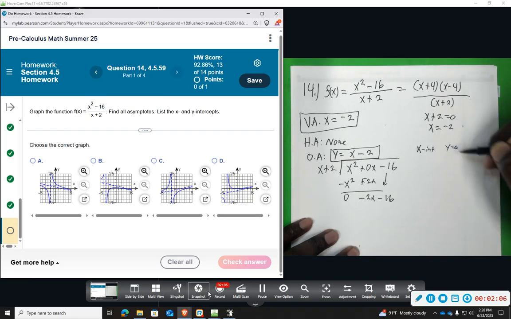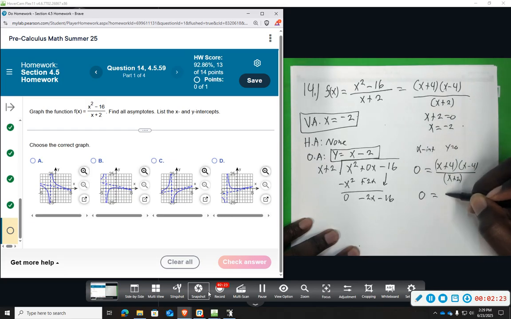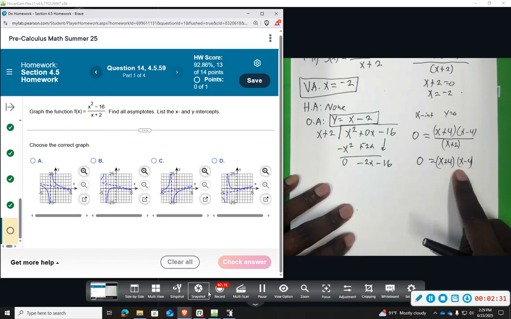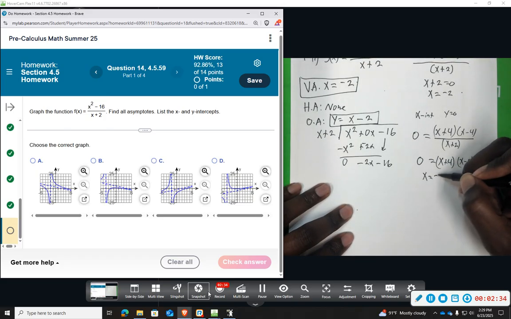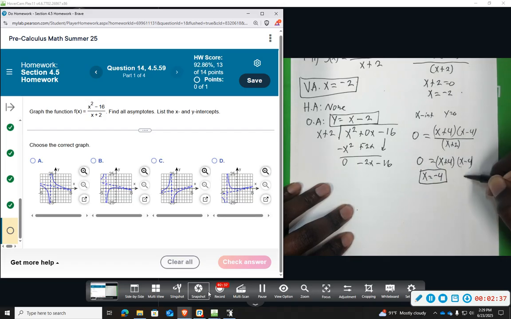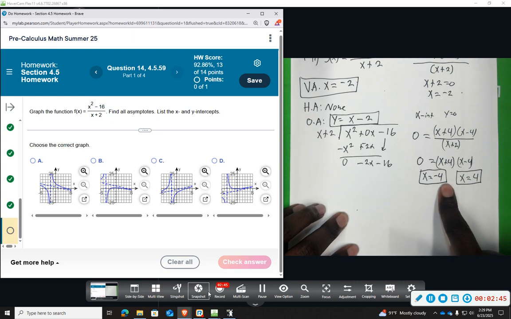Means y equals 0. So that means I would have 0 equals x plus 4, x minus 4 over x plus 2. Okay, so we'll multiply by the denominator to get rid of that, and we'll end up with 0 equals x plus 4 and x minus 4. And that will give us two x intercepts. We will get x equals negative 4 and x equals positive 4.